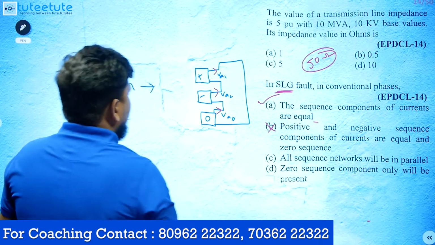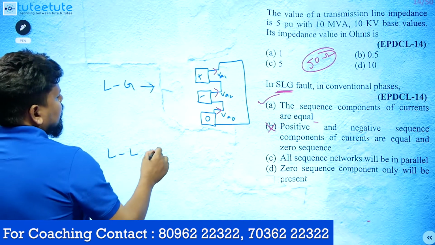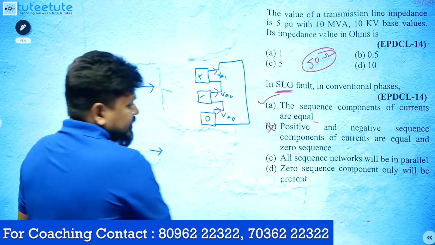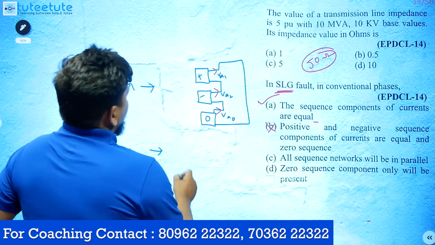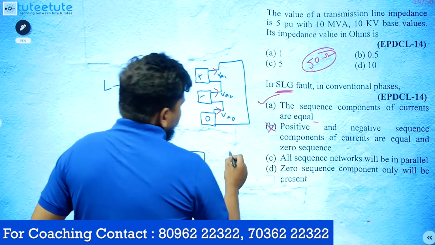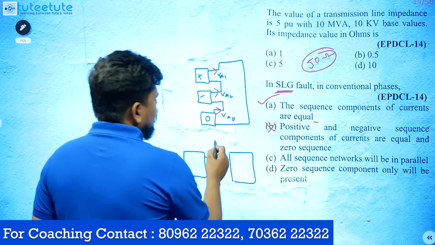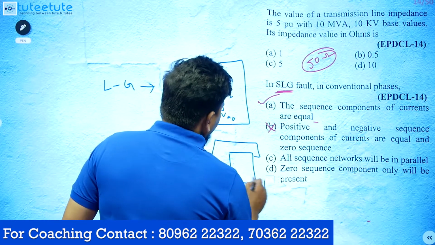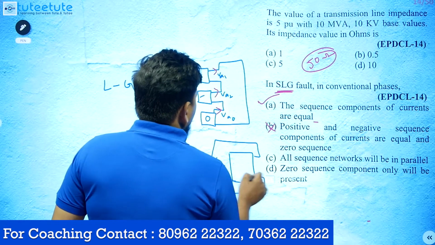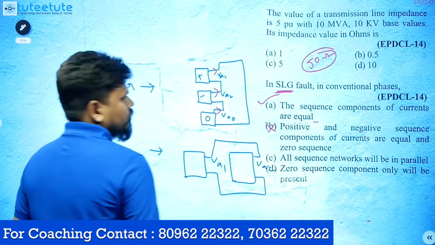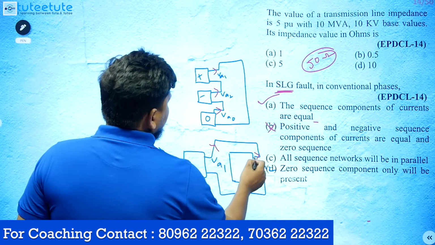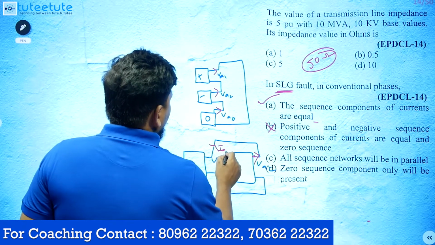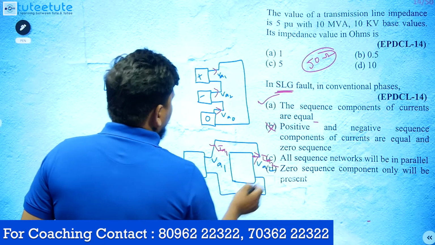Remember the others. For example, an LL fault: there is no ground involvement. So what will be present? Only the positive sequence and the negative sequence will be present, and those two are connected in parallel. This is VA1, this is VA2. Whatever current is going like this is IA1 current, and this is IA2 current.